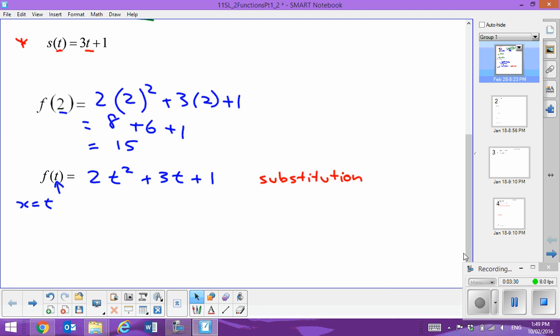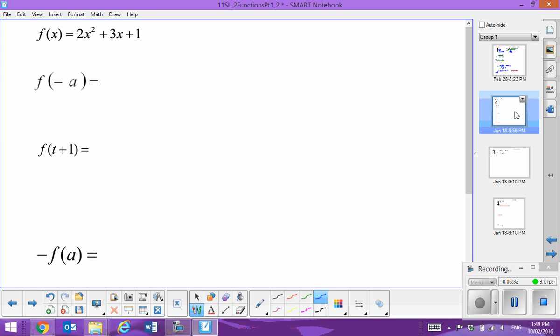So let's look at some other examples of these. What I'd encourage you to do is have a look at them and stop the video, have a go at filling them in, and then turn it back on to see the answers. So in the first case, what you're doing is you're substituting x with minus a. So wherever there's an x, substitute in minus a. In the second one, you're substituting t plus 1. So wherever there's an x, you're putting in t plus 1.